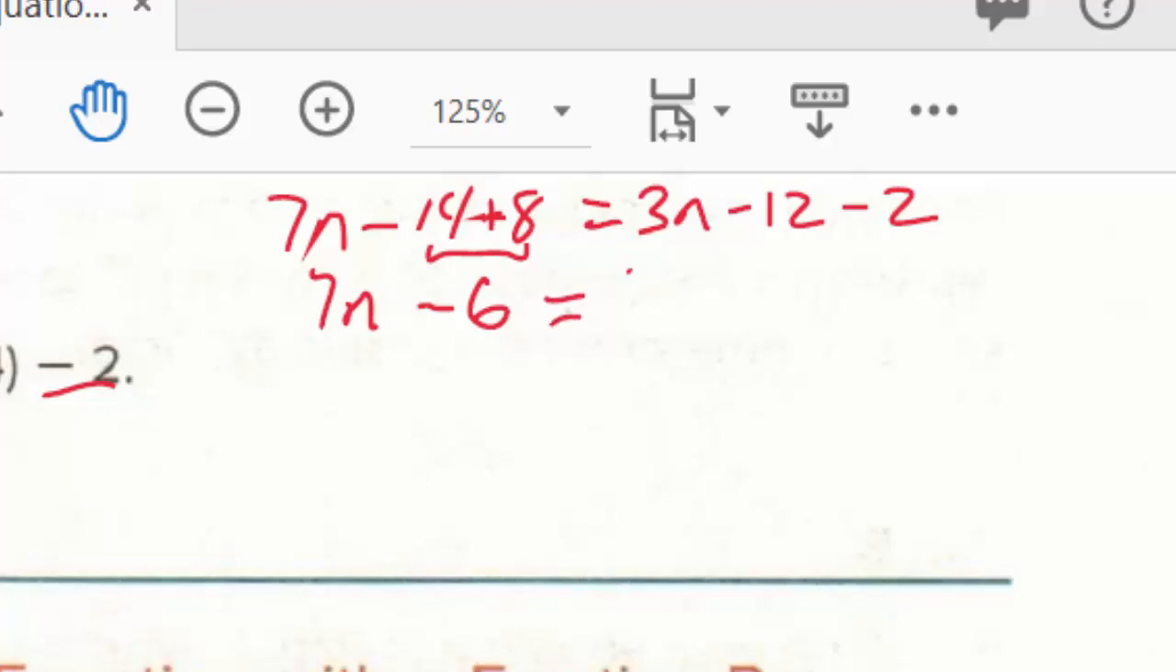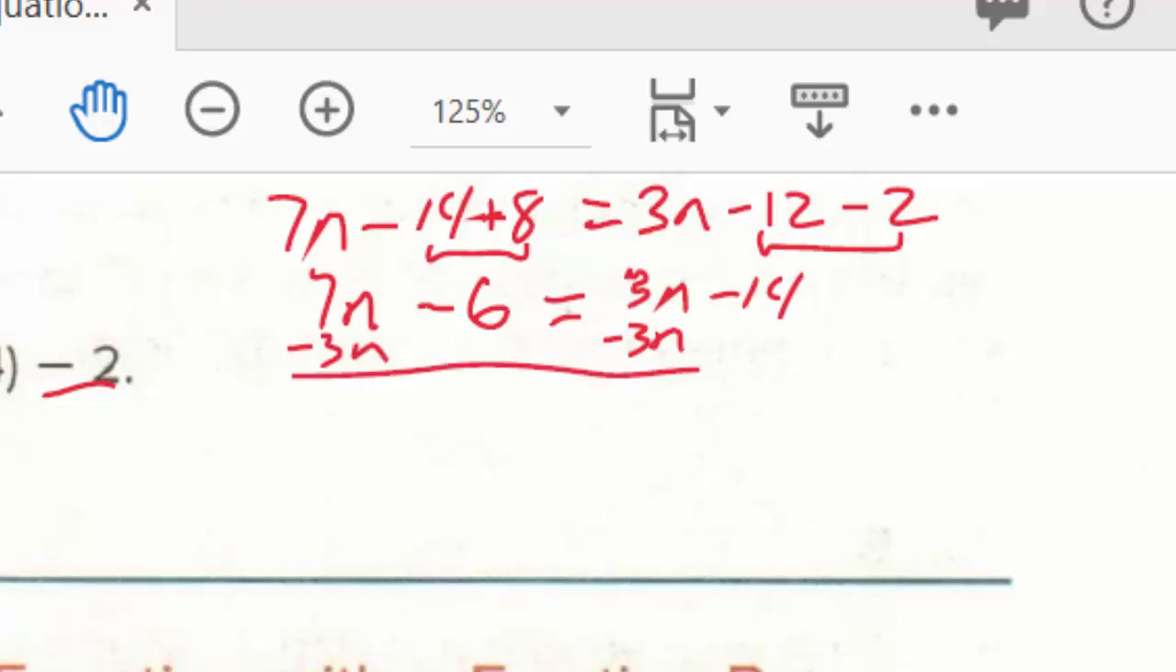On the right-hand side, I'm going to bring 3n down, and then I'm going to combine the -12 and the -2, and that's going to become -14. Now I can go back to eliminating my variables. Well, the 3n has a smaller coefficient, so I'm going to make it a 0 by subtracting 3n from both sides. So on the left-hand side, 7 minus 3 gives us 4n. Remember, we do calculations on the coefficients only. Bring the -6 down because I didn't do anything with it. And on the right-hand side, we have a zeroing out again. So 0 minus 14 gives us a -14, so that's an identity.